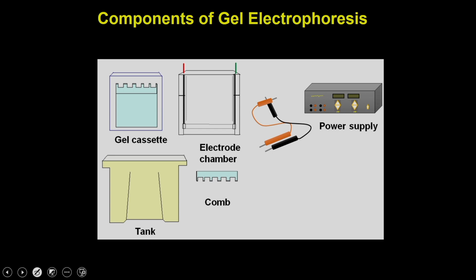So, these are the components of the vertical gel electrophoresis, where you have the gel cassettes, electrode chambers, then the tank where you are going to place this, then the comb, then the electrodes or the power cord, and then the power supply unit which supplies the desirable power between the electrodes. These are the electrodes present in the electrode chamber.